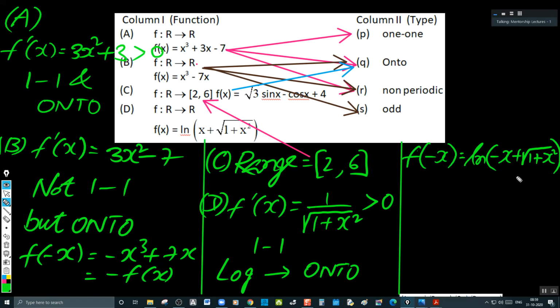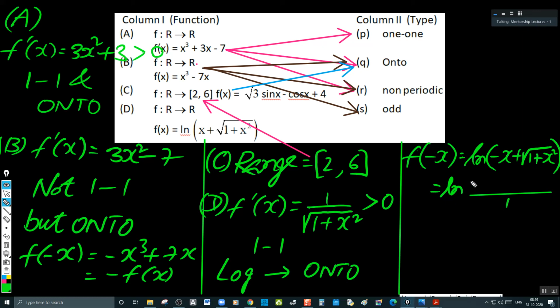If you replace x with minus x, you will be getting like this, then you may be thinking that it is neither. Neither means it is neither even nor odd, but it won't be like this. You rationalize this. Then what should be your denominator? Your denominator will be 1 plus x squared minus x squared. 1 remains in the denominator.